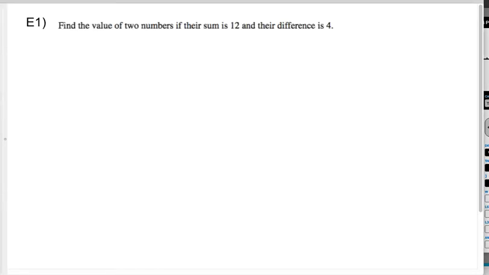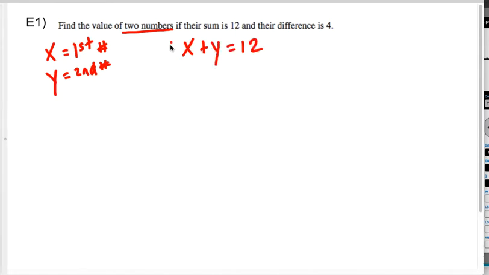All right, example 1. Find the value of 2 numbers if their sum is 12 and their difference is 4. So in this situation, my unknowns are 2 numbers, okay? So I'm going to call x the first number, and I'm going to call y the second number, okay? And what I know is if I add x and y, their sum is 12, so that's my first equation, right? Their sum is 12.